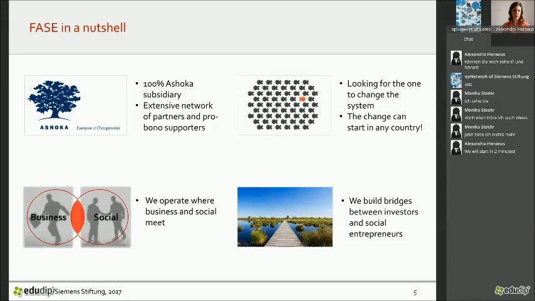So FASE, the organization I'm working for, is the abbreviation for Financing Agency for Social Entrepreneurship. As the name already suggests, we're working in the field of social entrepreneurship and are a 100% daughter company of Ashoka, that some of you might know as the biggest network of entrepreneurs worldwide. We as FASE are looking for the one to change the system, and that's quite an approach, I know, and we try to help social entrepreneurs get access to working and financial capital.